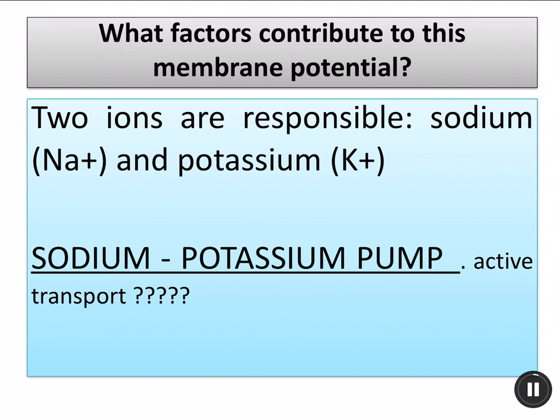To explain that, we explain the factors that contribute to membrane potential. Two ions are responsible for this potential: sodium and potassium. The entering of sodium and potassium depends on the sodium potassium pump. This is a protein present in the cell membrane that acts by pumping sodium out of the cells and potassium into the cell.